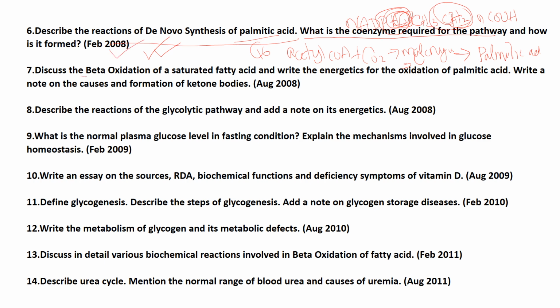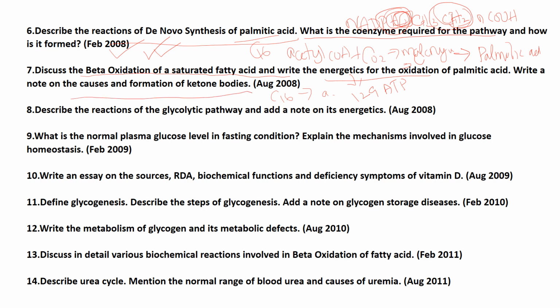And again, the seventh question is beta oxidation of saturated fatty acid and energetics. As I already repeated the same question in the earlier slide, the same C16 palmitic acid is converted to acetyl-CoA and 129 ATPs will be generated in the bioenergetics of this. And the formation of ketone bodies.